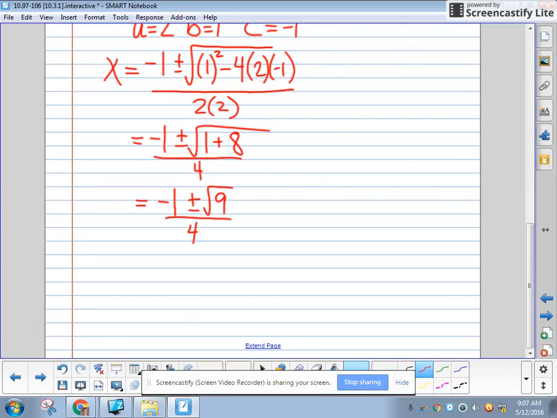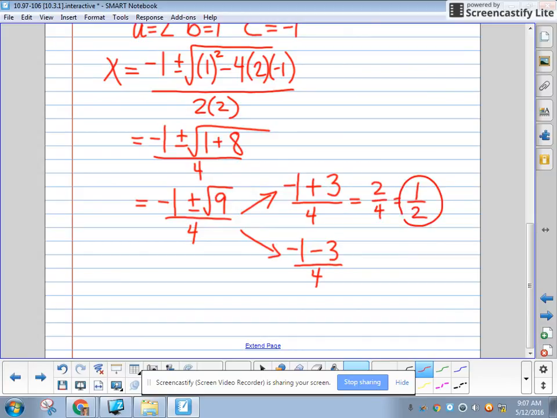And 9 is a perfect square. So I can now split these up into -1 plus the square root of 9, which is 3, over 4. And -1 minus the square root of 9, which is 3, over 4. -1 plus 3 is 2 divided by 4. So I've got 1/2. There's one of my answers for x. -1 minus 3 is -4 over 4. That's a -1. So there's my other answer for x.